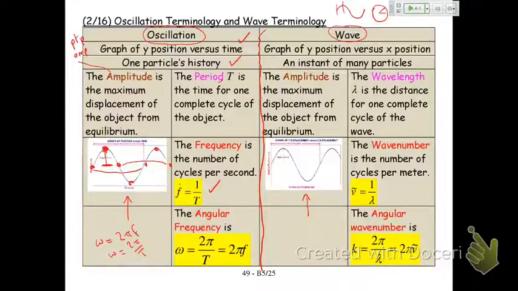If I look now at a wave, so now I have a whole family of oscillators. It's a graph of y position versus x position, and I'm looking at the one instant for many particles. It's like looking at the side of your fish tank and taking a picture, and at that instant you see all these ripples. It's not the history of one oscillator, it's every oscillator's position now.